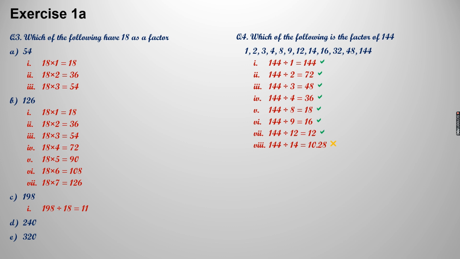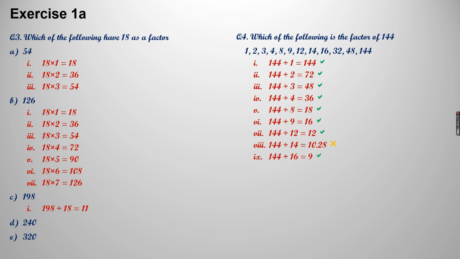Okay, now 14 is not a factor of 144. If you divide 144 by 14, the answer is 10.28. There is a remainder. It is not completely divisible, so 14 is not a factor of 144. That is the first number we found that is not a factor of the multiple.